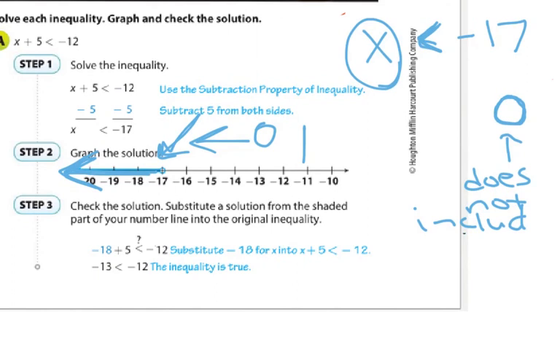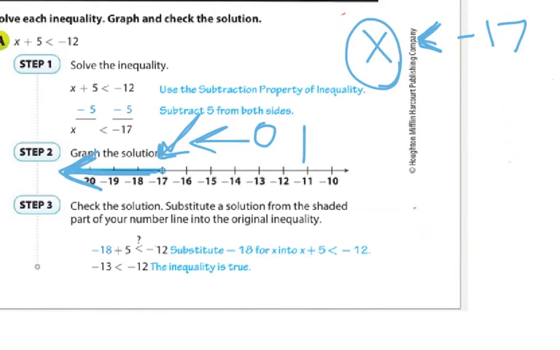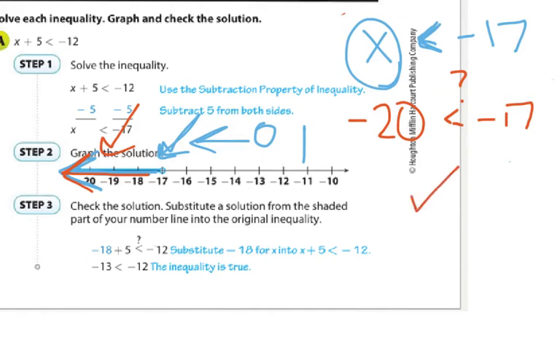Check the solution. This is how you check your work. You know how sometimes we substituted in something from before when it was an equal sign? This time we can check our solution by saying, okay, substitute in a solution from the shaded part of your number line. That just means pick any number in here. Negative 20 is included in that arrow. Make sense? And so we can say negative 20, is it less than negative 17? Yes, it is. Negative 20 is less than negative 17, so this inequality is true. Does that make sense? Okay.